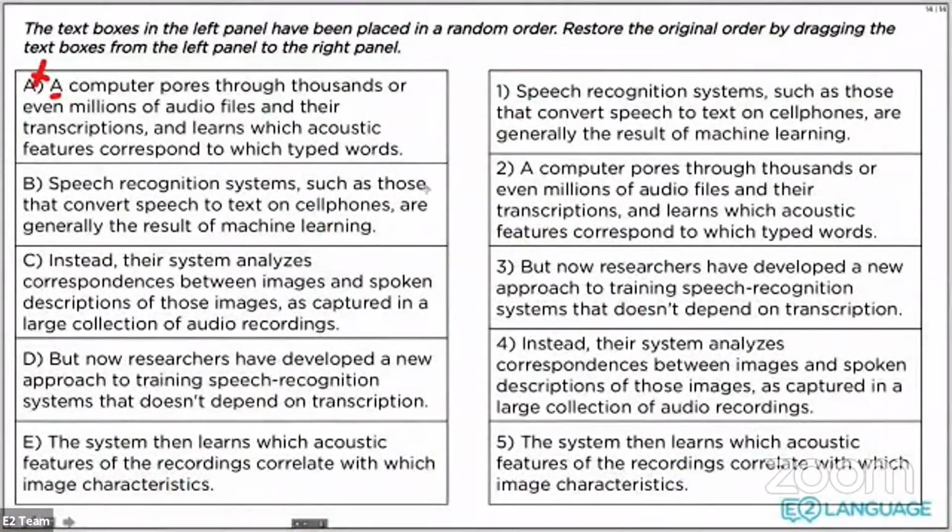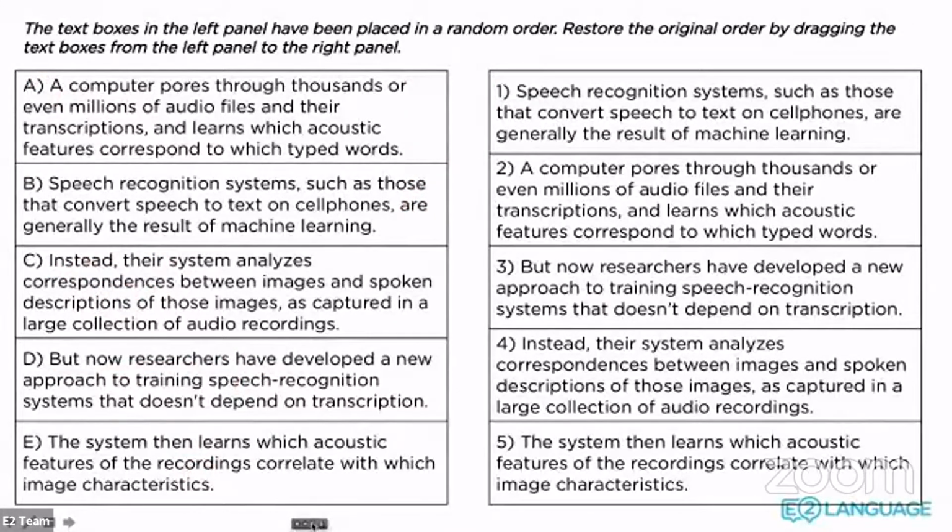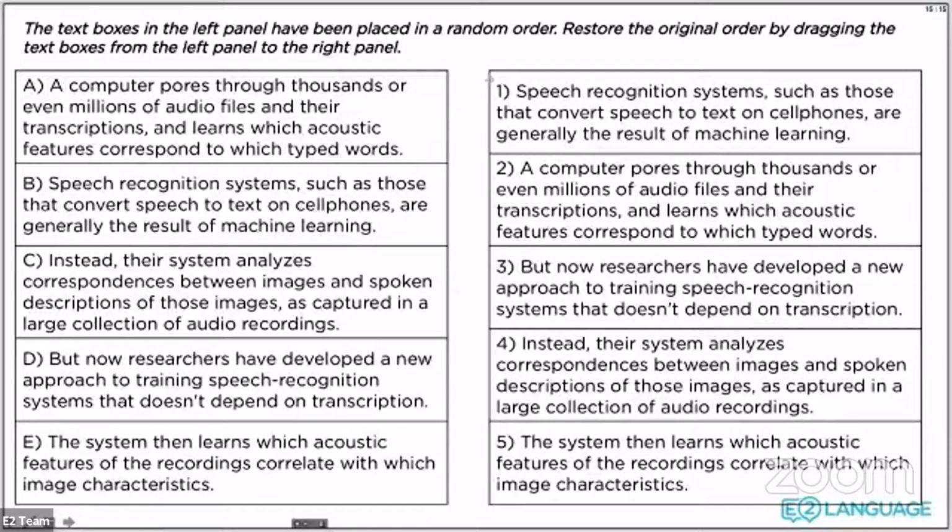So let's look at the second sentence, B. This is a better one. Listen to this one. It has meaning. It says speech recognition systems, such as those that convert speech to text on cell phones, are generally the result of machine learning. This one, what? No sense. This one makes sense. So we put this one here as number one, because also here instead, no. And it also says their system, so it can't be that one. But now researchers, no. The system then learns. Well, which system? So it can't be that one either. So we found our independent sentence. Although there were two independent sentences, this one makes sense.